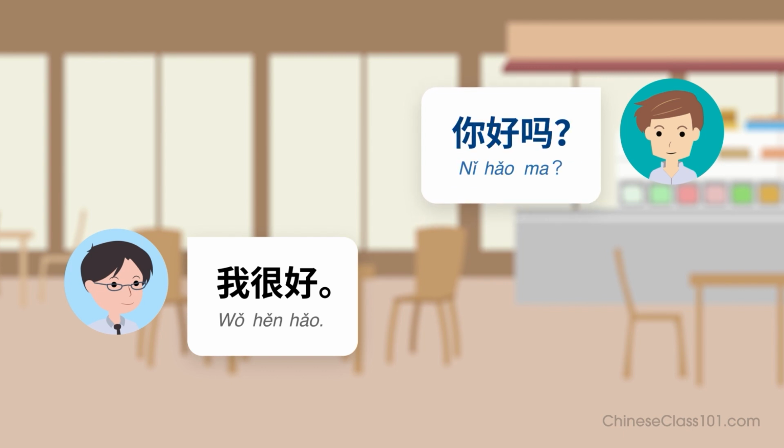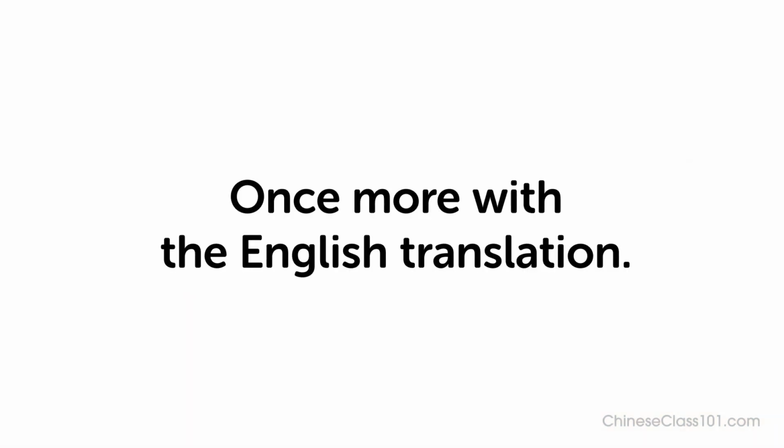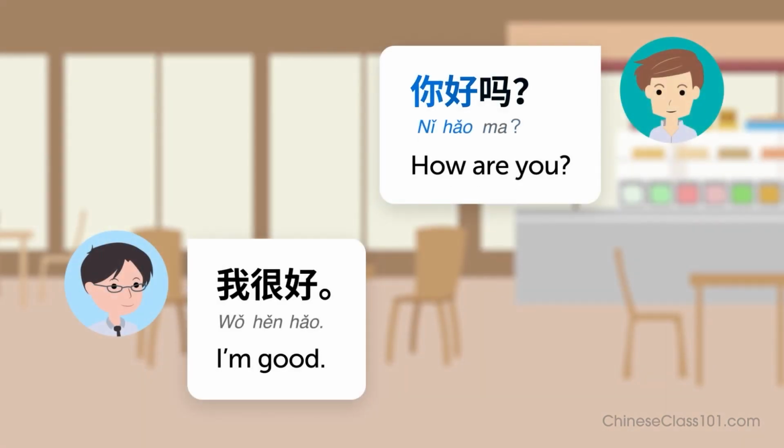你好吗？我很好。 Once more with the English translation. 你好吗？ How are you? 我很好。 I'm good.